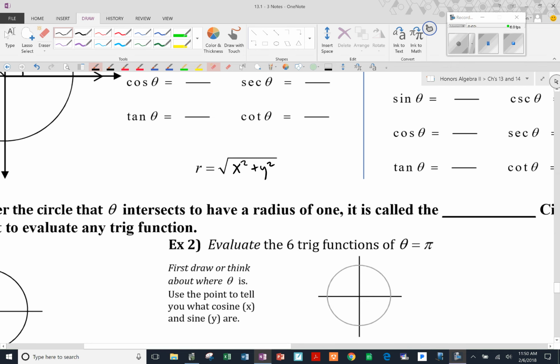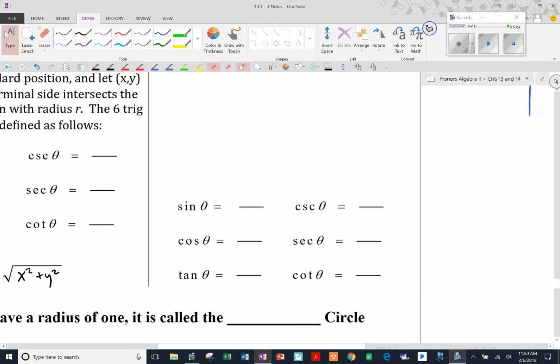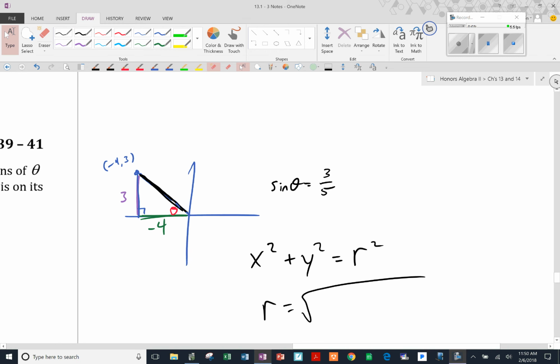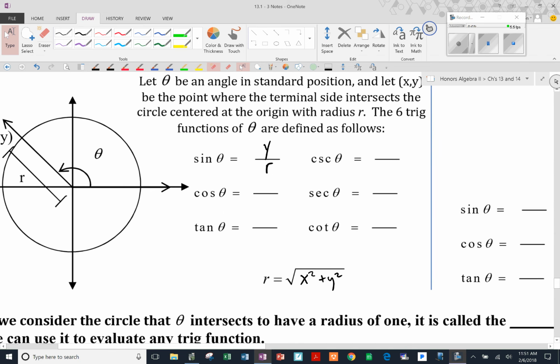And once you have r, you can use x, y, and r to find these six trig functions. Here's how you find them. Sine is going to be y over r. Before I go any further, is that what ended up happening in our problem right here? Y is 3, r was 5. Look, sine is 3/5, right? Just so you see, it's not magic. It actually works. And we came up with it before getting these little formulas. Okay, so sine is y over r.